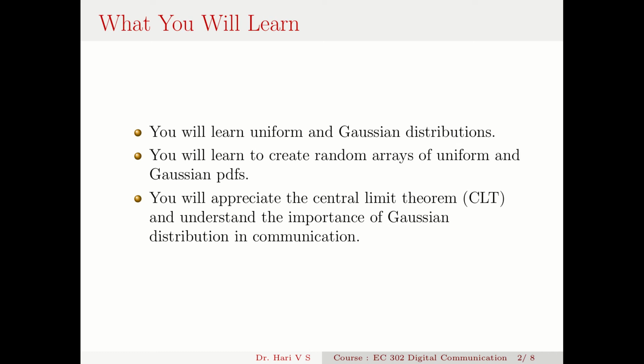So you will learn about uniform and Gaussian probability density and distribution functions, and then you will learn to create random arrays of uniform and Gaussian PDF with the help of Python. Then you will appreciate the central limit theorem or CLT and understand the importance of Gaussian distribution in communication. Often in a communication system you come across Gaussian noise, and by the central limit theorem we can argue that the noise in communication channels is Gaussian in statistics.